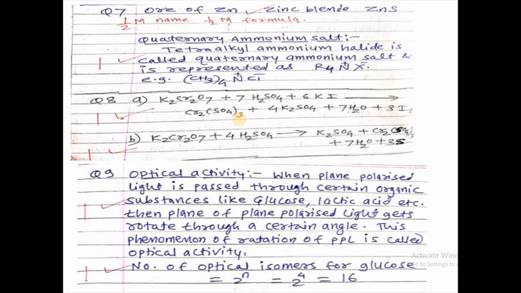Number of optical isomers for glucose: the formula is number of optical isomers equal to 2 raised to n. Glucose has 4 asymmetric carbon atoms, and n is equal to 4. 2 raised to 4 is equal to 16. It carries 1 mark.